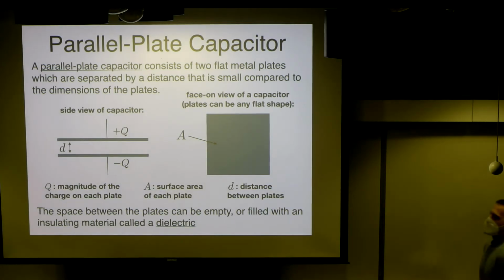Okay. So now we're going to move on to something called a parallel plate capacitor. And a parallel plate capacitor is basically the simplest design for a capacitor that we can think of. And we're going to be using this quite a bit, although there are other designs, as we'll see. So basically, it's exactly what it sounds like.